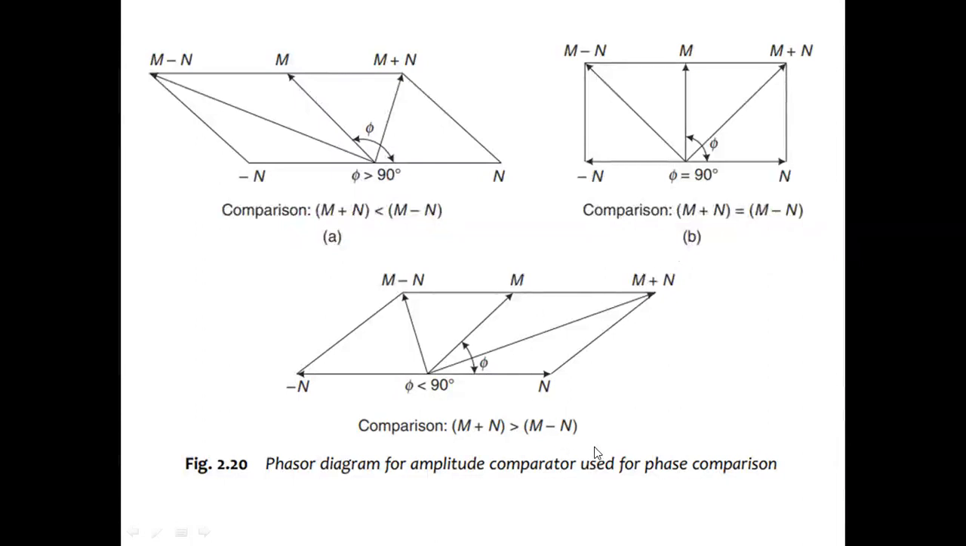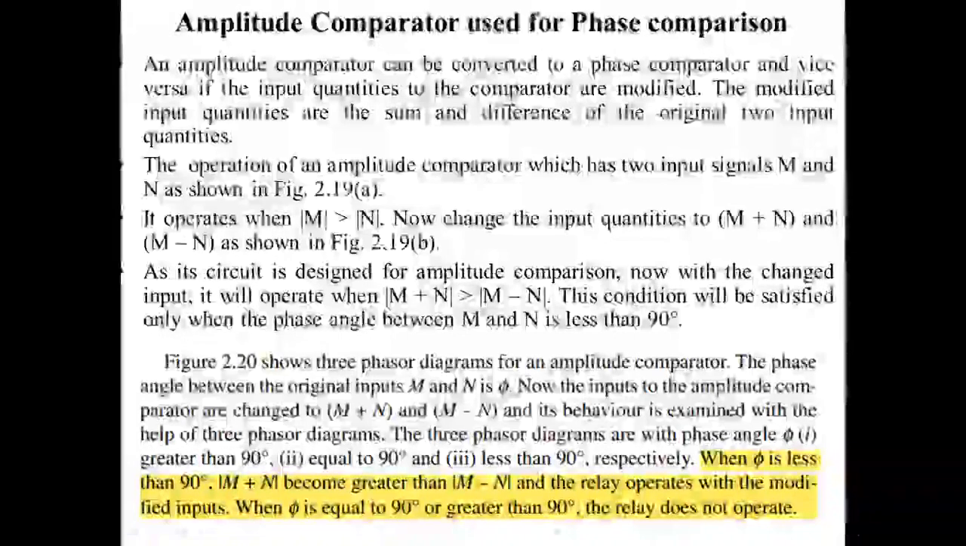And figure C here shows that the M plus N signal is greater than the M minus N signal, which means your operating quantity is greater than your restraining quantity, and also phi is less than 90 degrees. This is your relay operating condition when this amplitude comparator acts as a phase comparison. So these are the explanations.